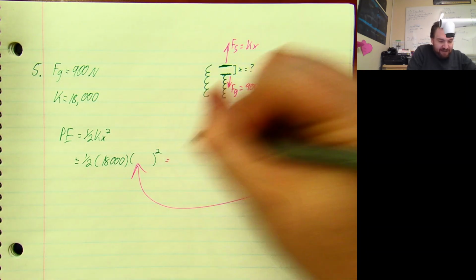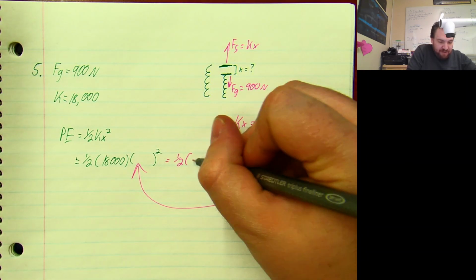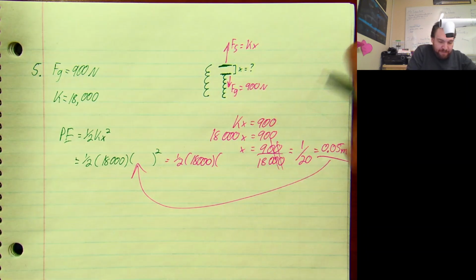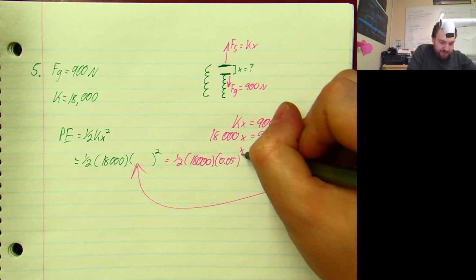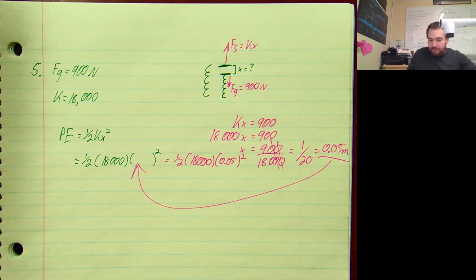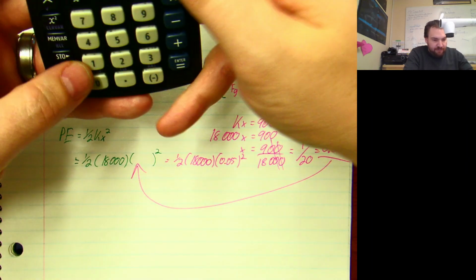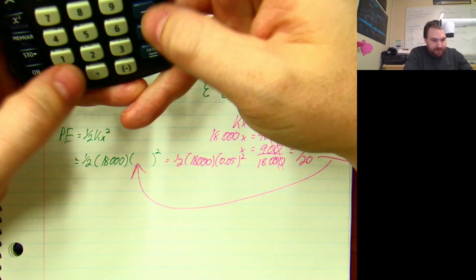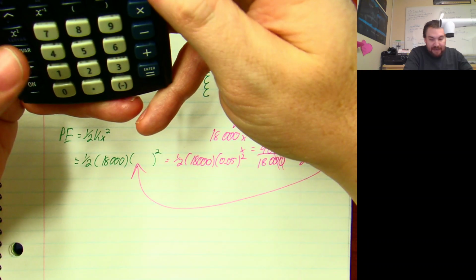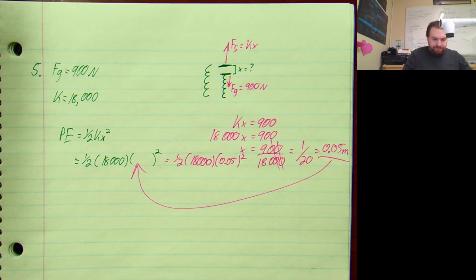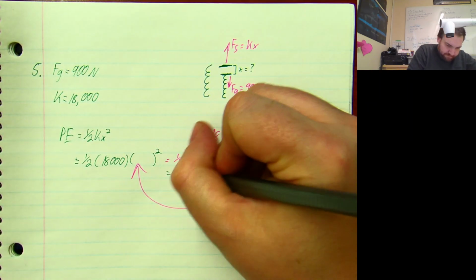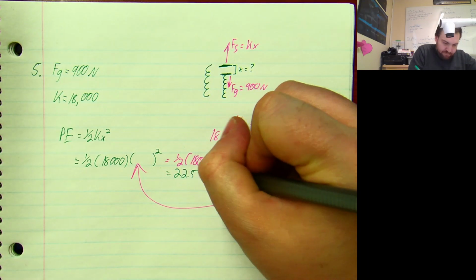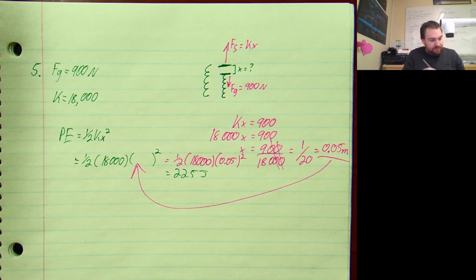So then this value for the distance is going to get plugged in there. And we're going to find that the potential energy is going to equal 1/2 times 18,000 times 0.05 squared. I got 22.5 joules of potential energy. So not a lot. That was your answer? Yeah, good job.